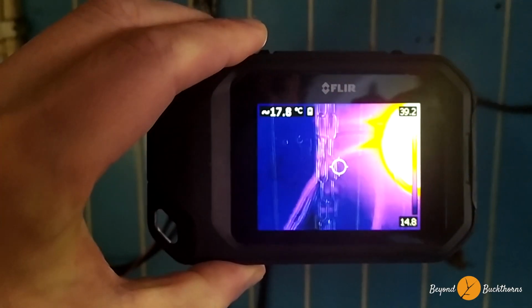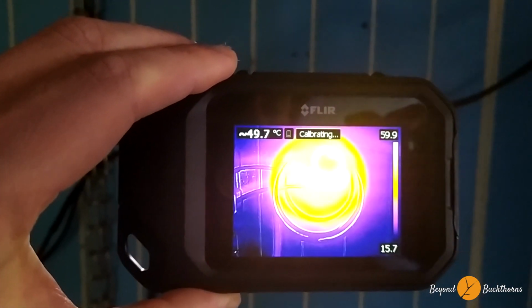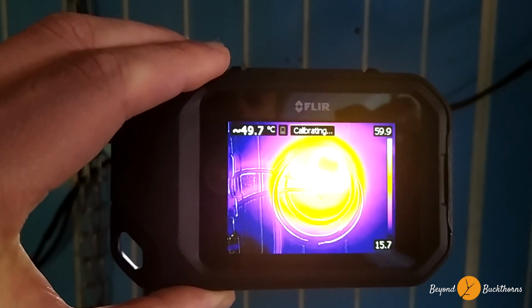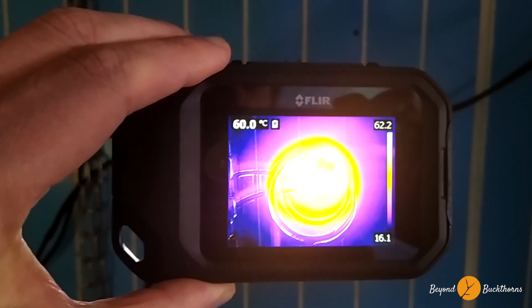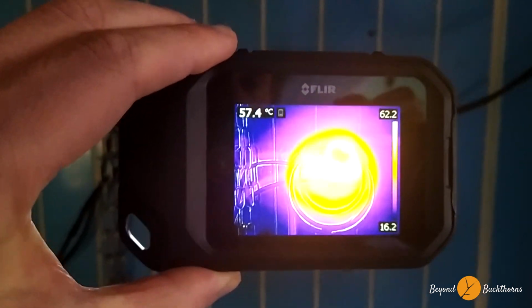So what I'd like to show you is the FLIR cam, the thermal cam. And you can see here, it's pretty hot in there. So it's about 62 degrees.